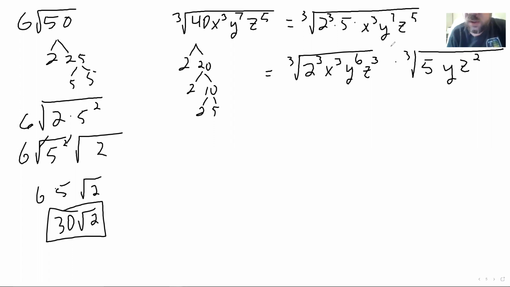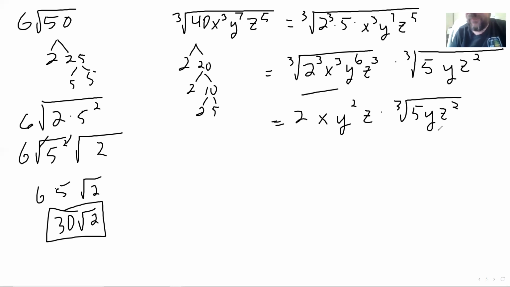Over on the left, all of my powers are multiples of 3, which is how I arranged it, of course. So we just divide them all by 3. So we get 2xy squared z. And over here, we don't do anything. We just leave it. 5yz squared. And I'm done.